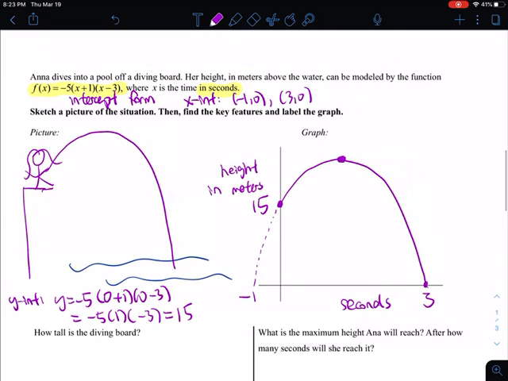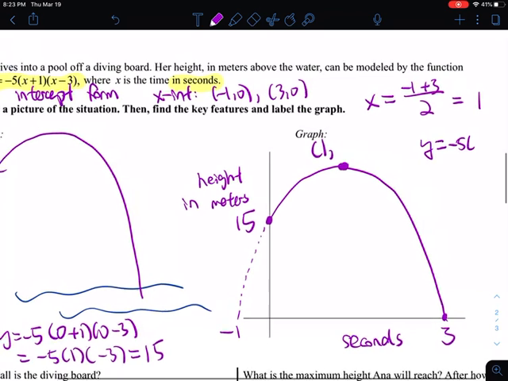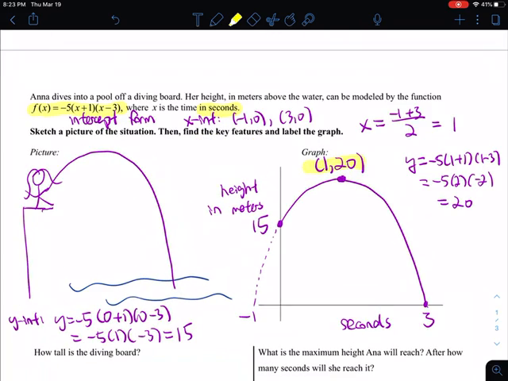And then we still need to find the vertex. How do we do that for intercept form? Well, we saw the past couple of days, right? If we have an intercept form, we can just take the average of our intercepts. So add them up, divided by 2. That will give us the x value of our vertex. So we know the x is going to be 1. How do we find y? Well, now we can just go ahead and plug the x into the equation. So it'll be -5, x plus 1, and then x minus 3. So that's -5 times 2 times -2. And that looks like it's going to be 20. Okay, so there's our vertex, 1, 20.